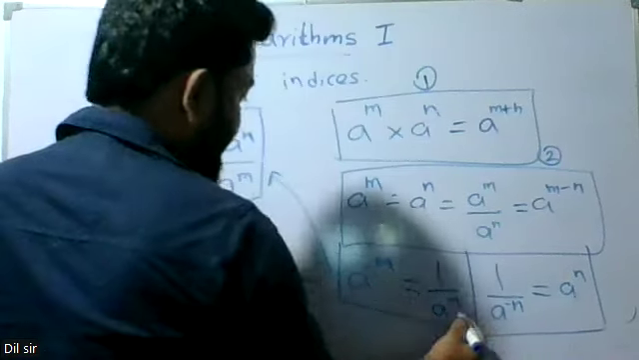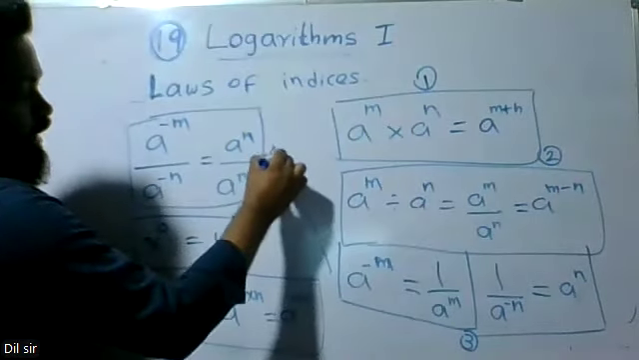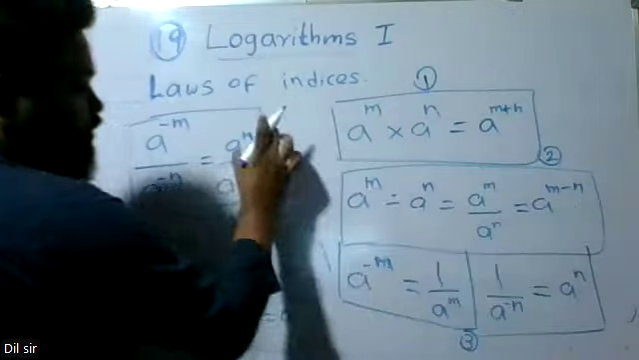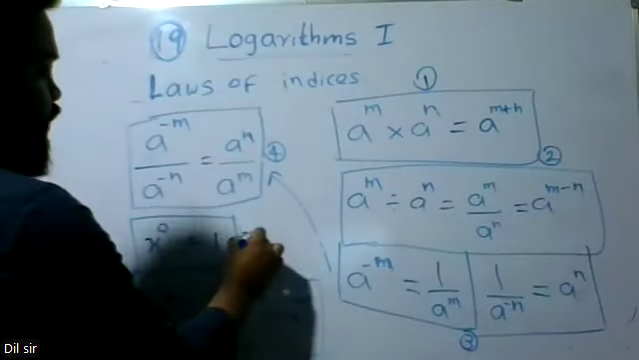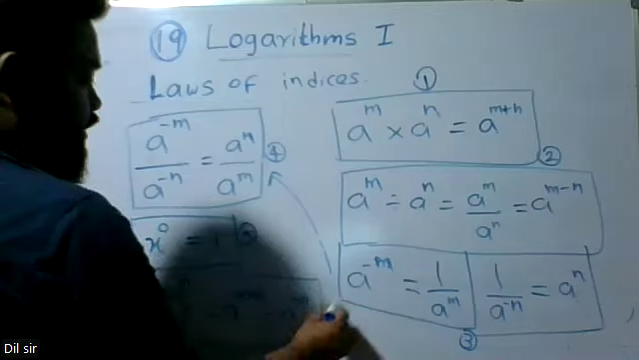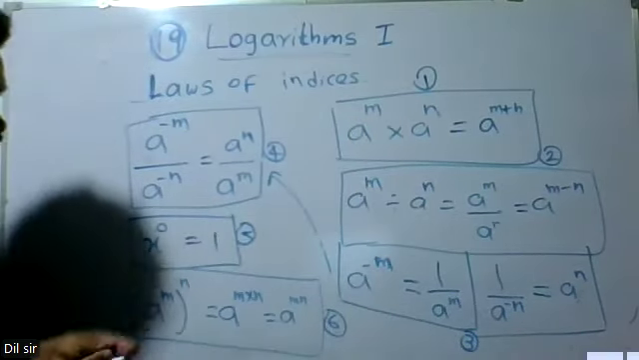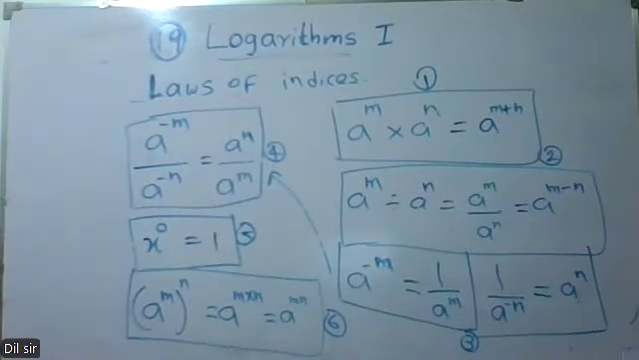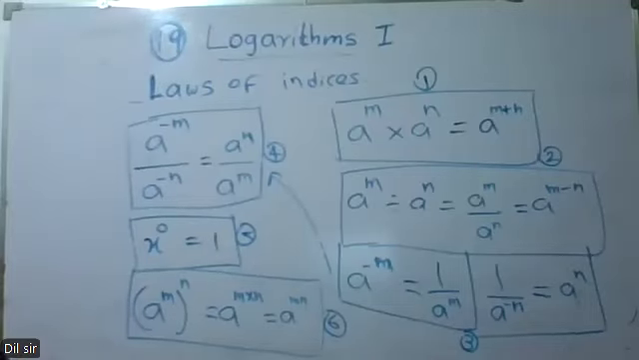Copy down all these laws in this manner, quickly. Take a screenshot first and start to copy down. If I clean the board, you have the screenshot, and later you can complete the remaining part of the note. That's why, first take a screenshot and start to copy. These are the laws of indices.